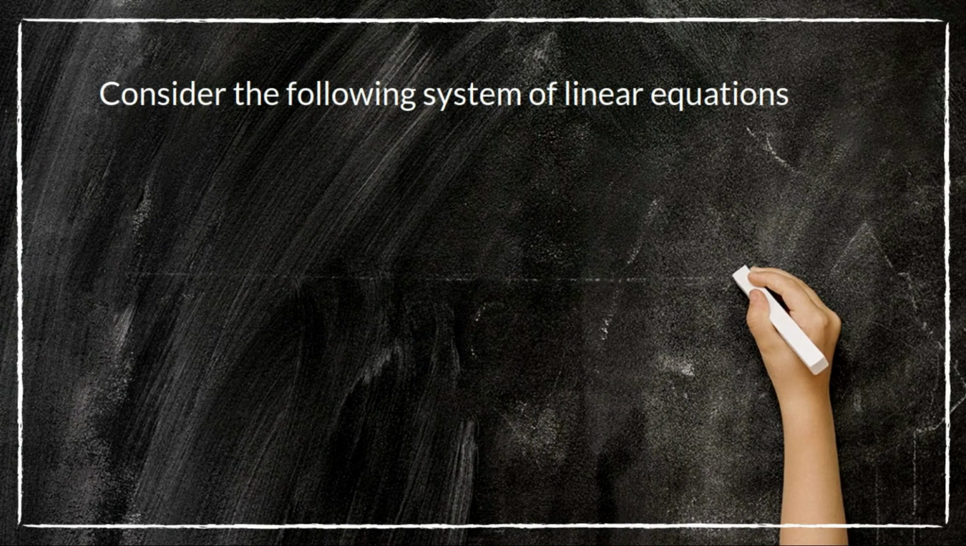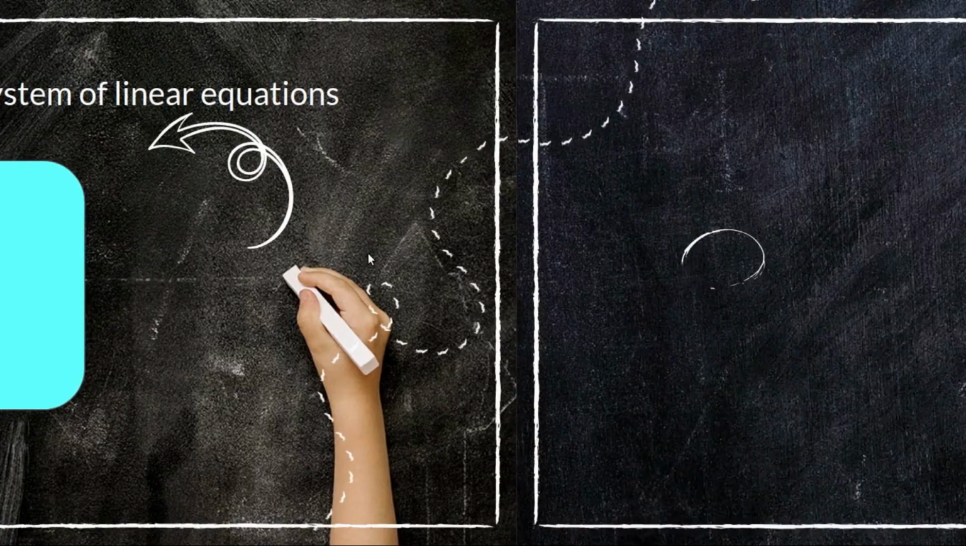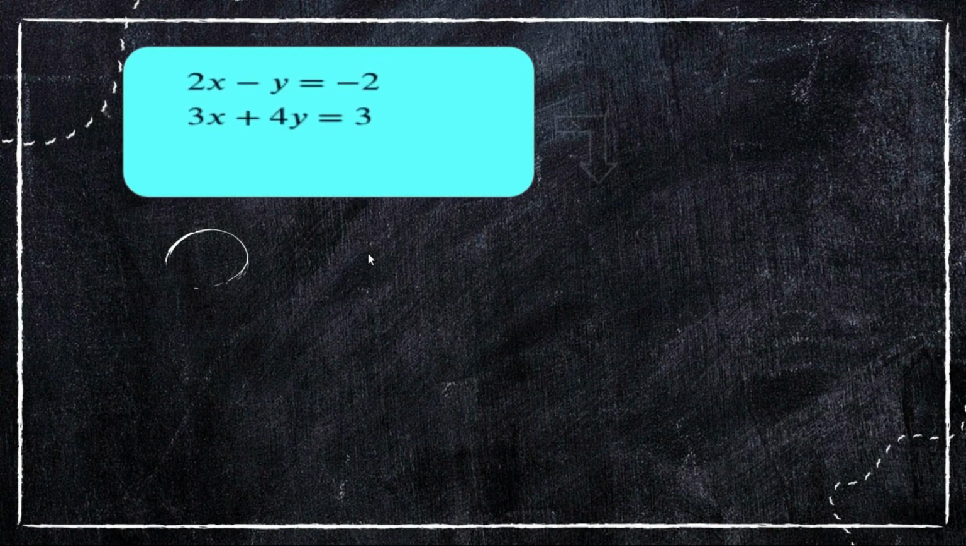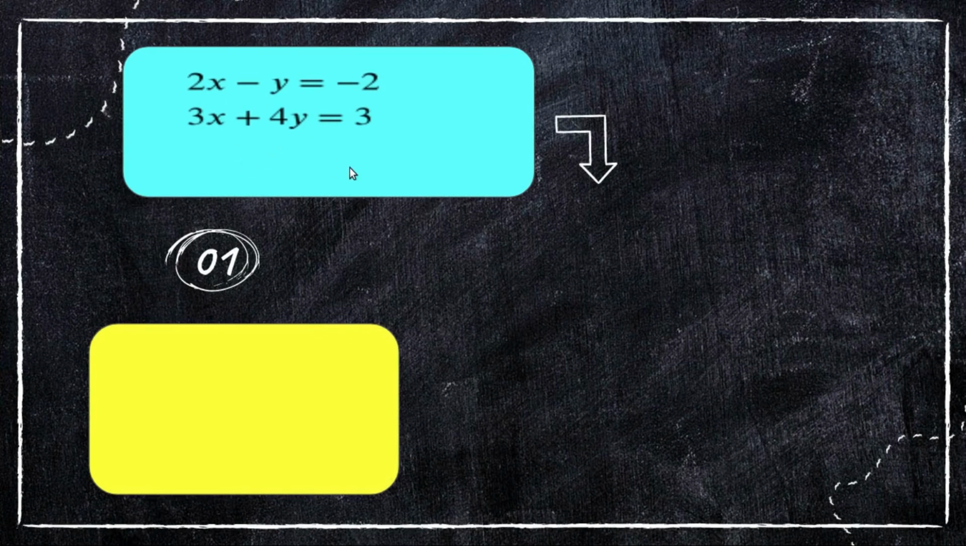Consider following system of linear equations. Now this system consists of two equations in two unknowns. Unknowns are x and y. Now this system can be written as Ax equal to B, where A equal to coefficient matrix. Here coefficient of x is 2, coefficient of y is minus 1. So first row is 2, minus 1. In second equation, coefficient of x is 3, coefficient of y is 4. So second row is 3, 4.